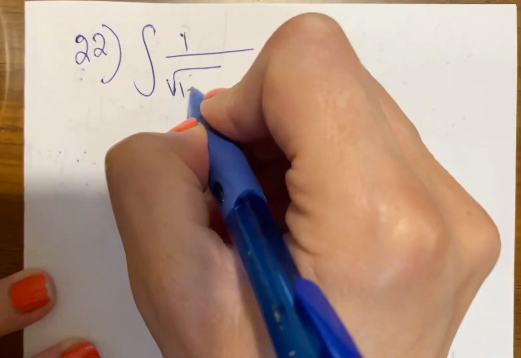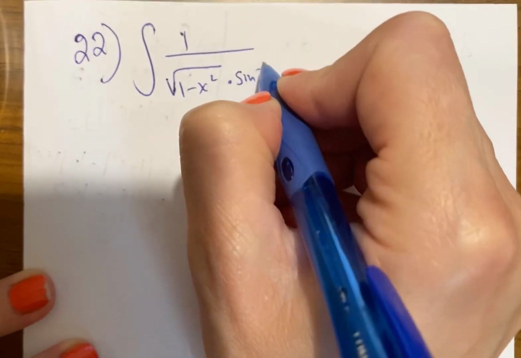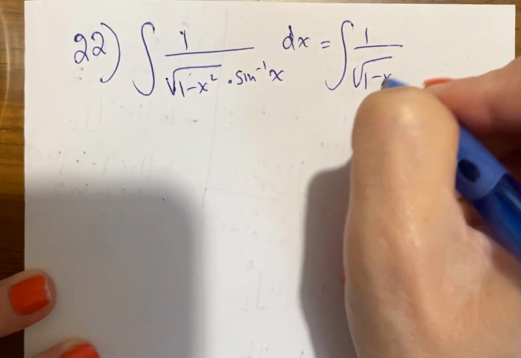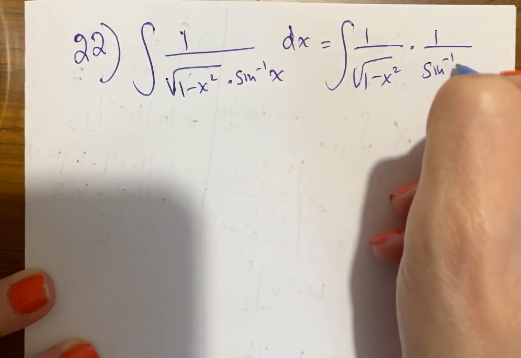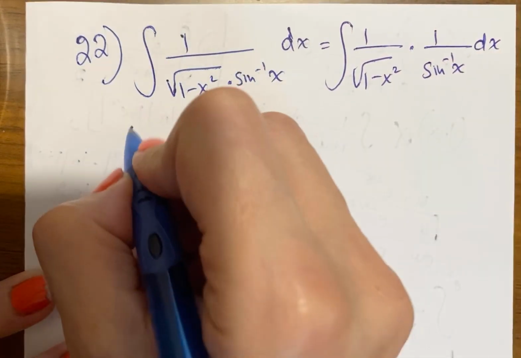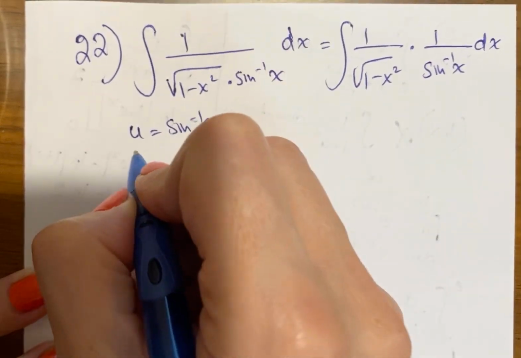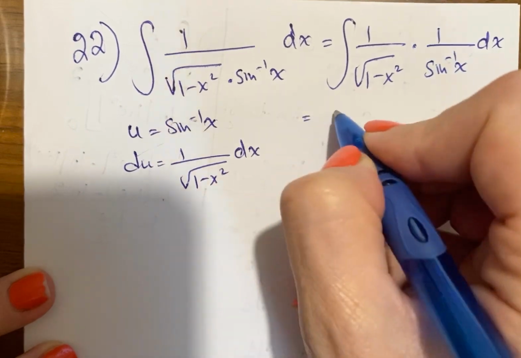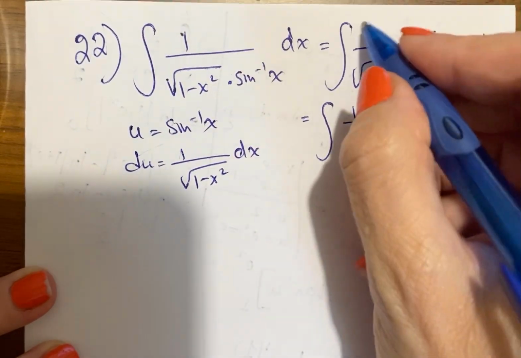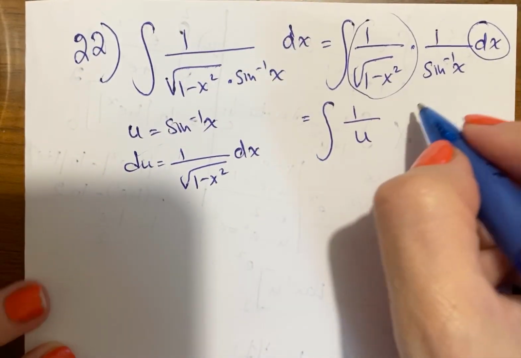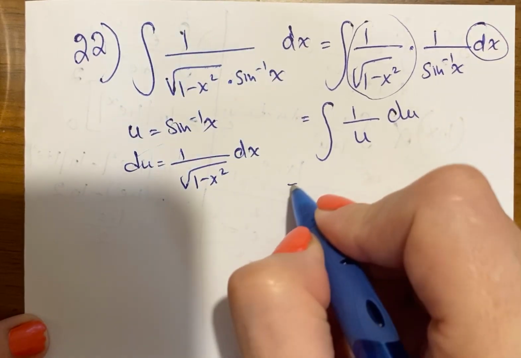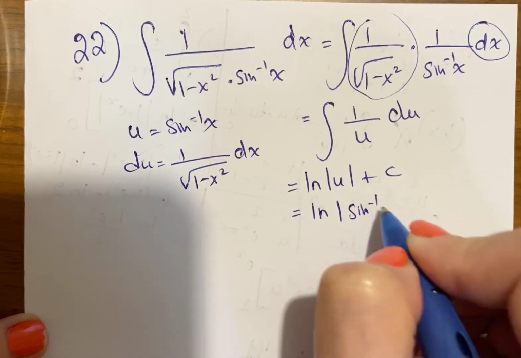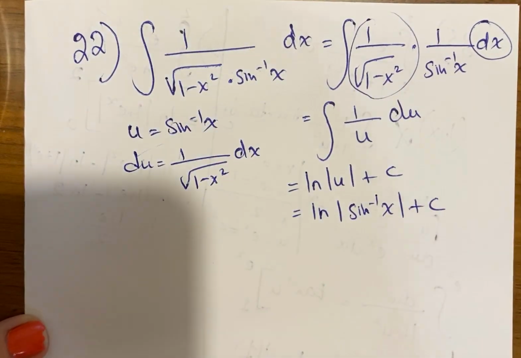Antiderivative of 1 over root 1 minus x squared times sine inverse x dx. Again, this is 1 over root 1 minus x squared, times 1 over sine inverse x. See, u is sine inverse x and its derivative is 1 over root 1 minus x squared dx. So this becomes 1 over u, and 1 over root 1 minus x squared dx is nothing but du. So this gives me ln absolute value of u, which is ln absolute value of sine inverse x plus c.